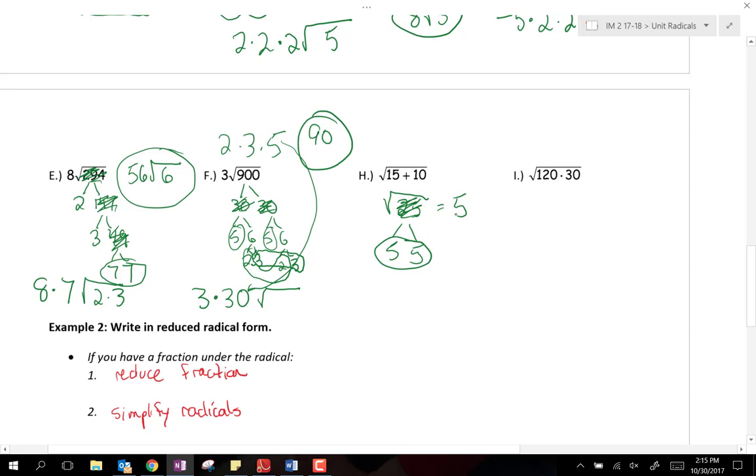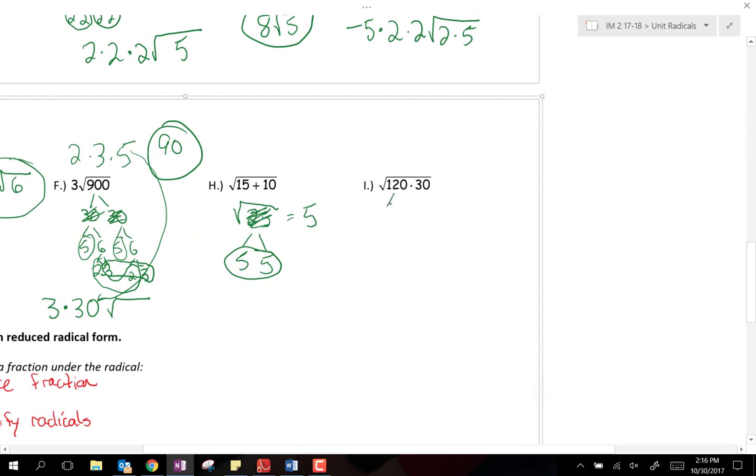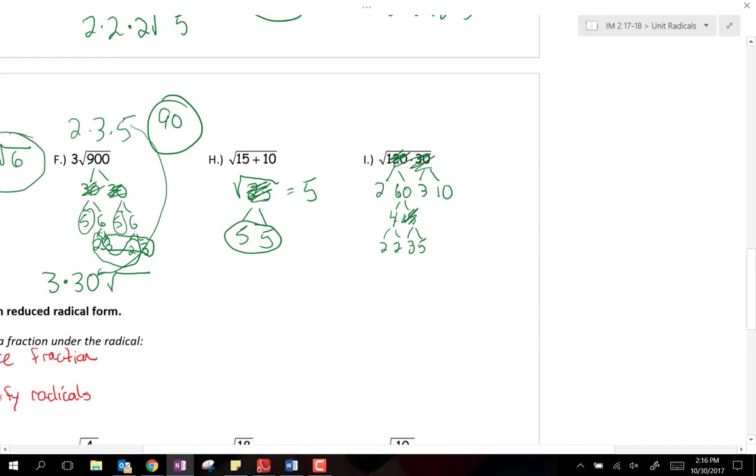The next one, I, we could multiply these together, but then we have to break it down anyway, so we'll just keep it there. We'll break them both down. Basically what that's doing: it's 2 and 60, 3 and 10. 60 is 4 and 15. We get 2 and 2 and 3 and 5. We break the 10 down a little bit more.